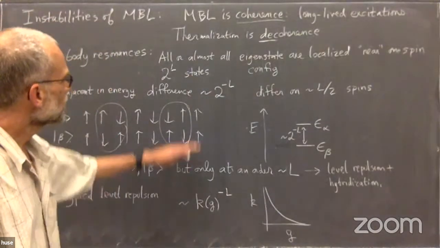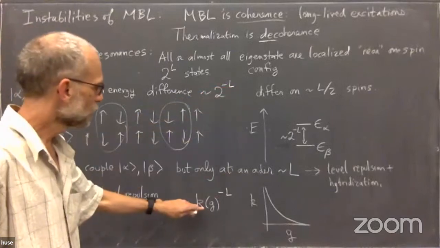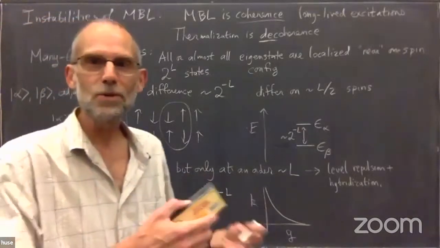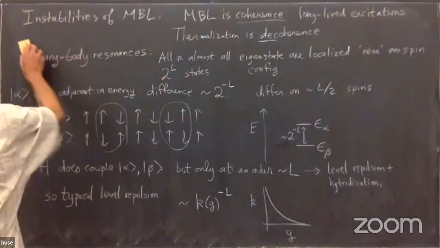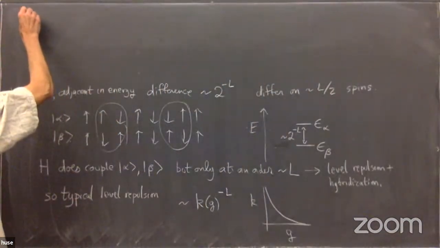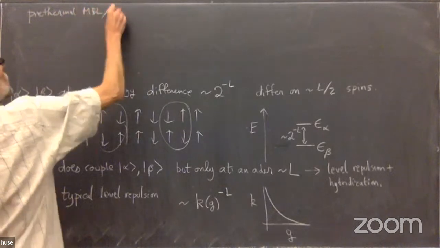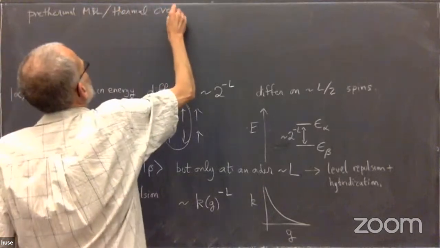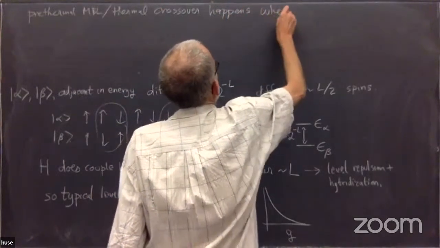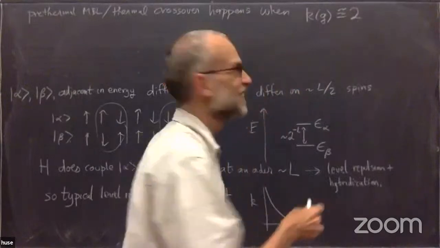Okay, so remember the typical energy difference between the adjacent states is 2 to the minus L, right? So as soon as this becomes of order 2 to the minus L, that is strong level repulsion and strong hybridization between those eigenstates. And so roughly speaking, the crossover from pre-thermal MBL to thermal happens when K of G is about 2, not 1, 2. So you were close.